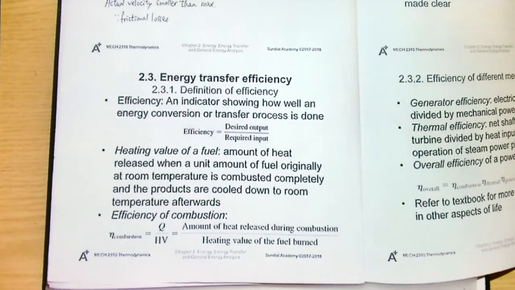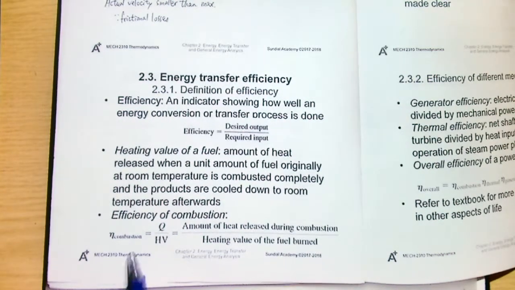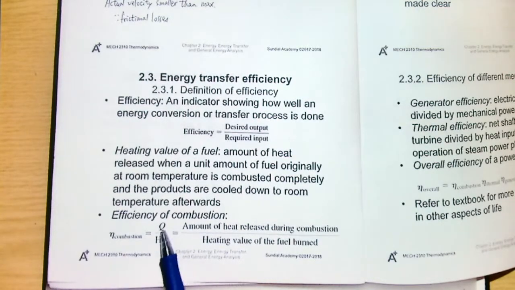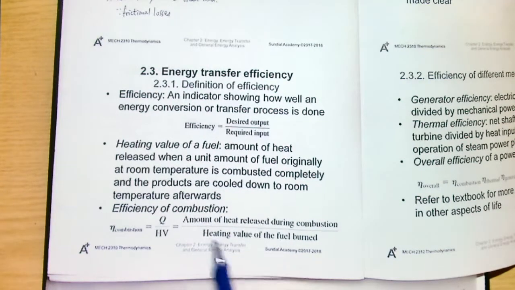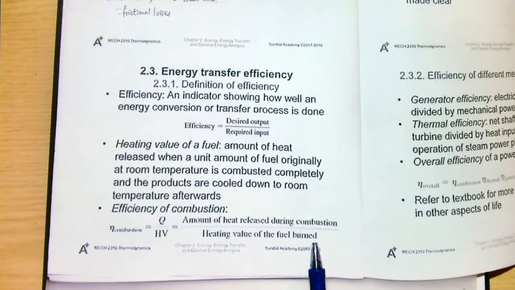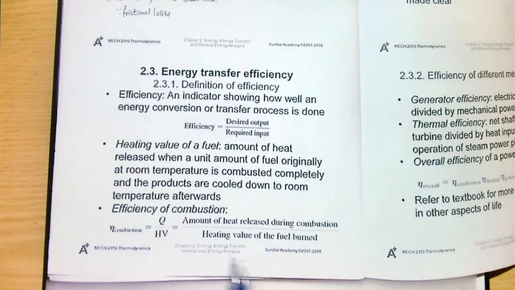The efficiency of combustion can be defined by this expression. That's the efficiency of combustion equal to Q divided by the heating value. Q will be the amount of heat released during the combustion. So originally, after you burn the fuel, you will have all of the energy here. That's the input. And for the desired output, we need to extract the heat released during the combustion for different uses. So this is the desired output.